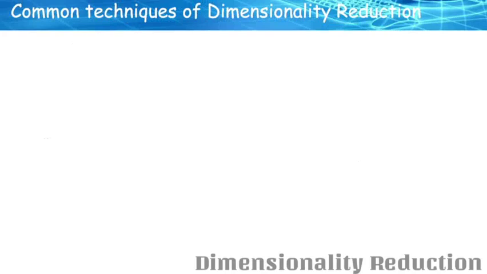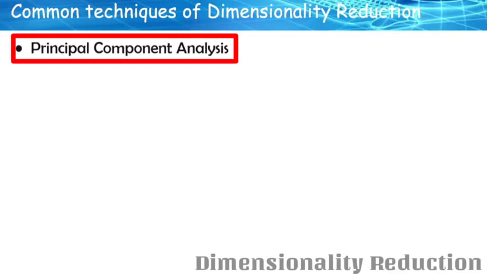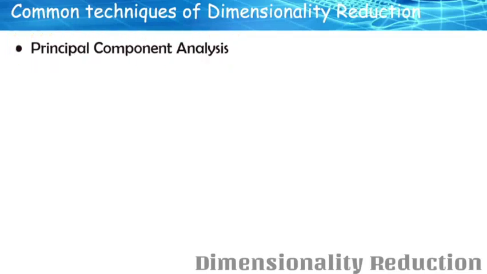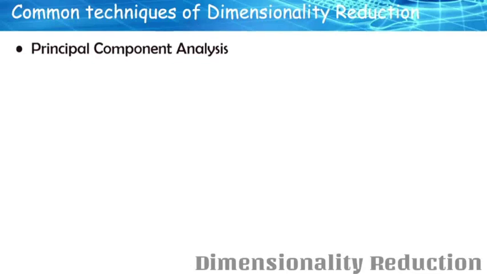With respect to the most common techniques in dimension reduction, we have principal component analysis. Let me give a brief insight here. PCA is a statistical process that converts the observations of correlated features into a set of linear uncorrelated features with the help of orthogonal transformation. So it will literally convert the correlated features into a set of linear uncorrelated features. Okay, so again it uses orthogonal transformation.